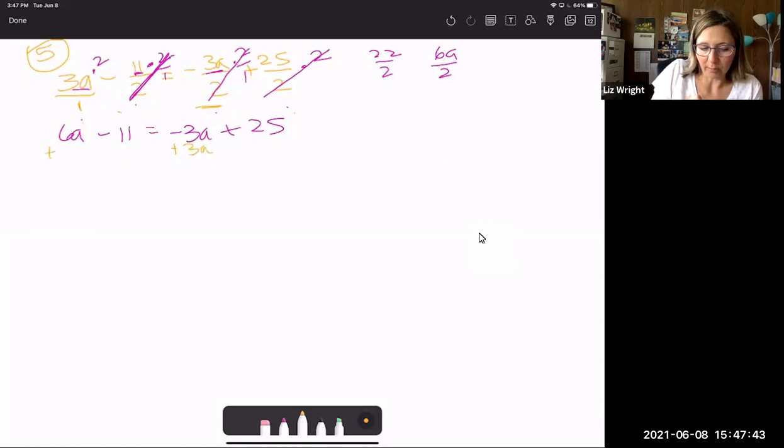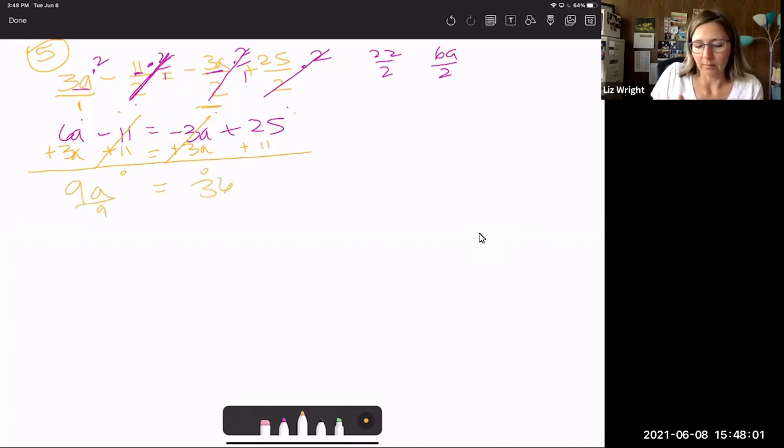We're going to add the 3a over. I'm going to add the 11, so those cancel out. This cancels out. So this is a 0, right? That's a 0. Then I'm going to get 9a equals 36. Divide both sides by 9. And a equals 4.